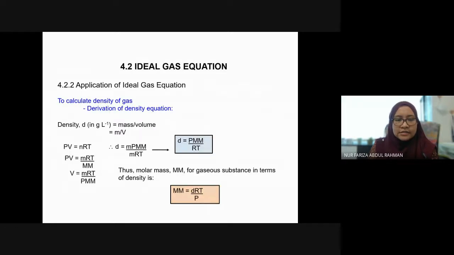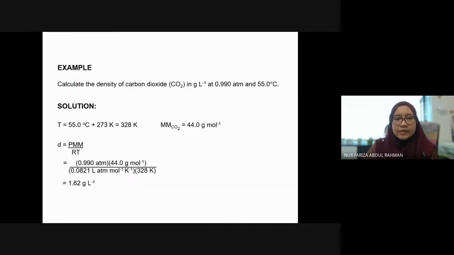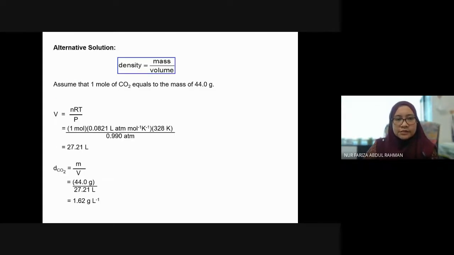This is the density that I have mentioned to you just now. It should be in gram per liter, because the molar mass is in gram, so the mass is in gram. And then the volume is in liter. For PV = nRT, the volume needs to be in liter. So that's why it is gram per liter. All right, this is an example also.